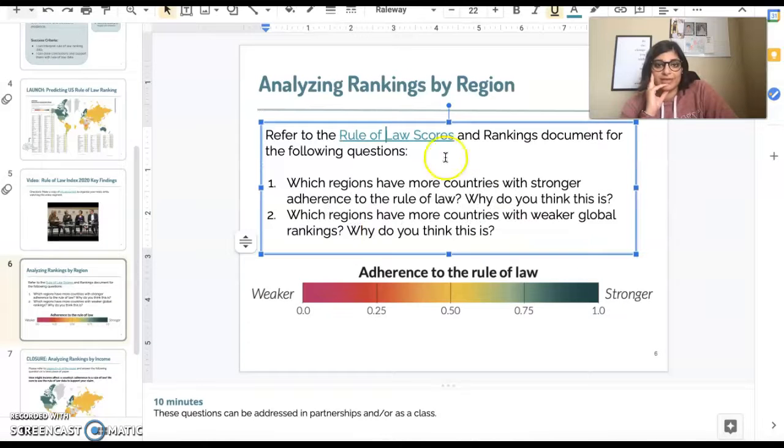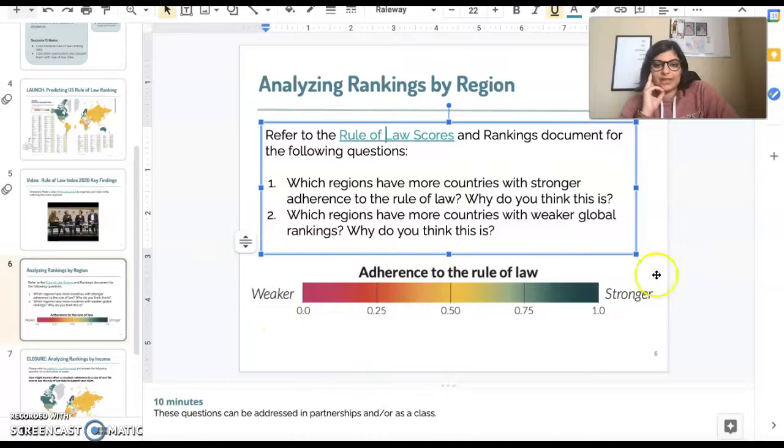So if we go to the lesson, the questions are, which regions have more countries with stronger adherence to the law? Why do you think this is? So then now, after them watching the experts develop some conclusions, ask them to draw some conclusions from this new data that they're looking at around which countries they think have stronger adherence and which regions those countries tend to come from. And then which regions have more countries with weaker global rankings? Why do you think that is? So generating some inferences and using evidence to do so.